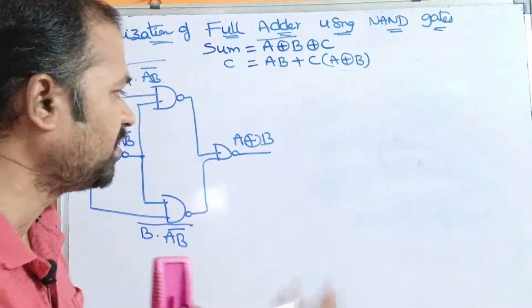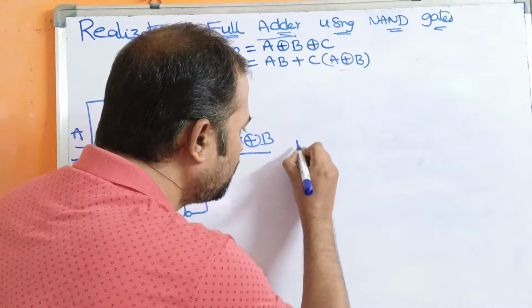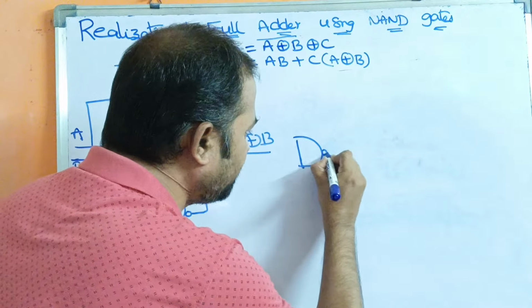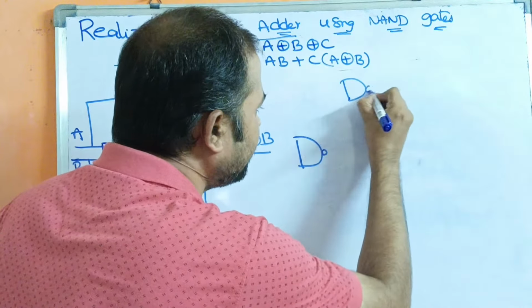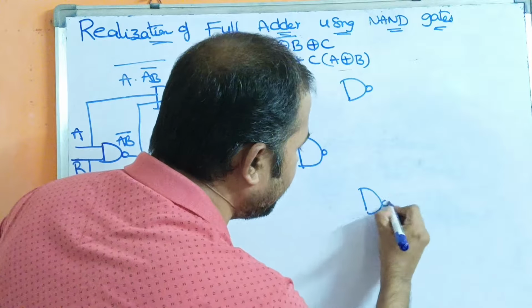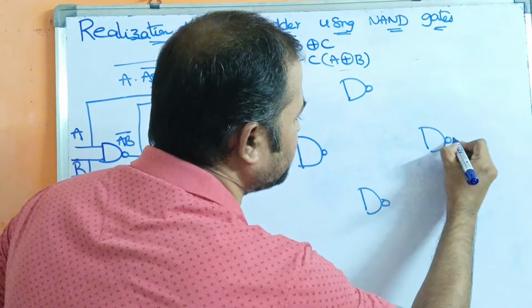Similar structure we need to follow. So totally we have to draw 4 NAND gates. So this is the first NAND gate, next the second NAND gate, third NAND gate, fourth NAND gate. Similar structure we need to follow.